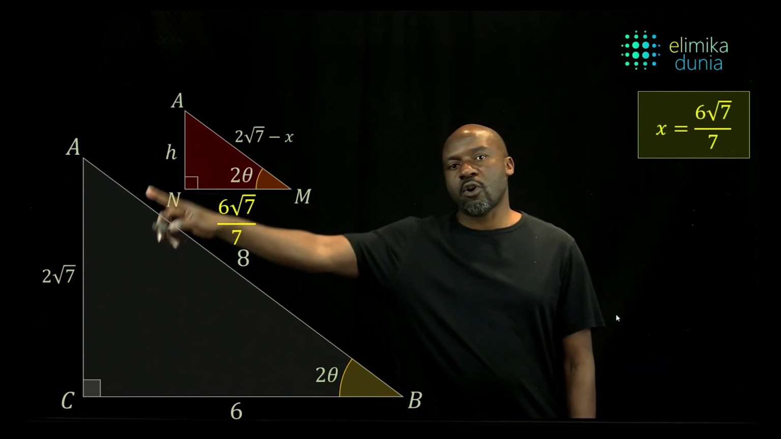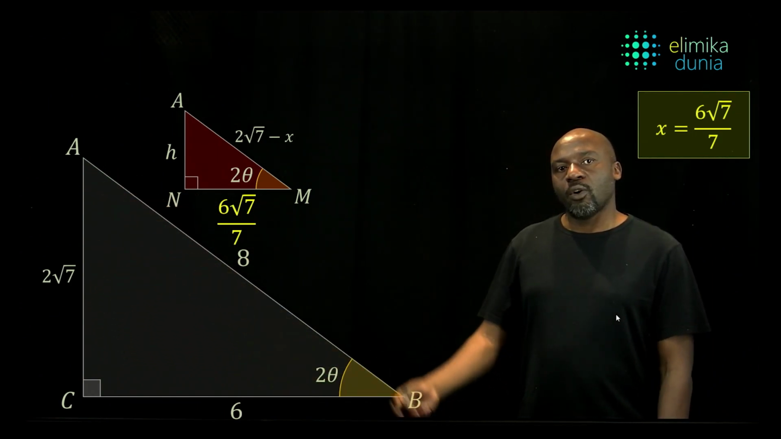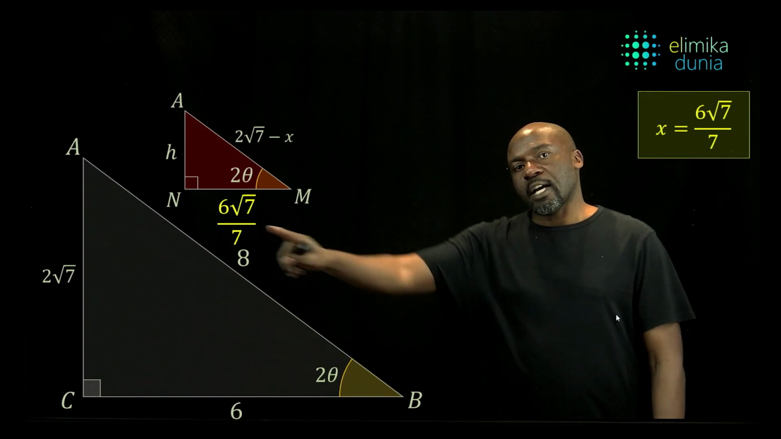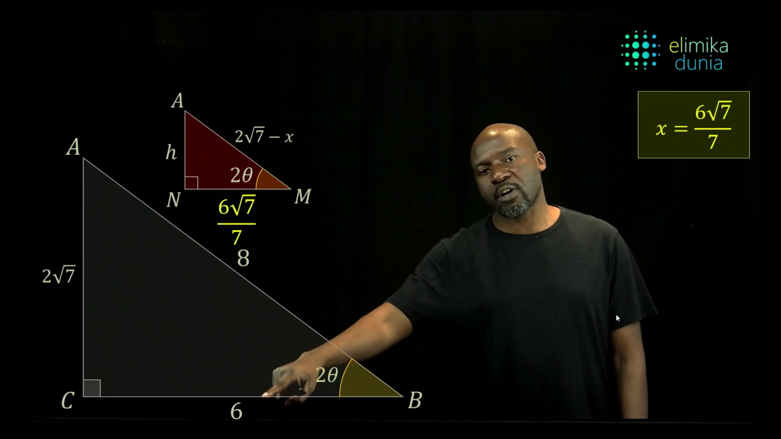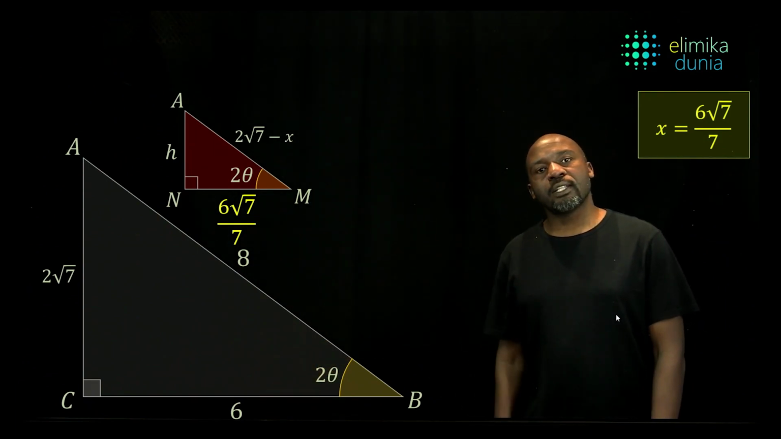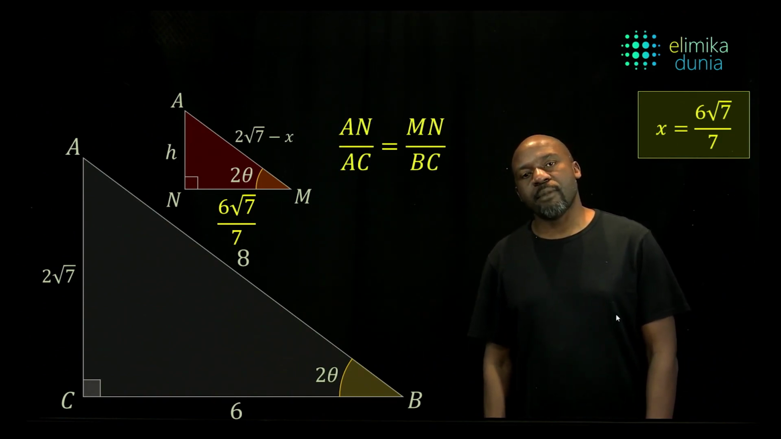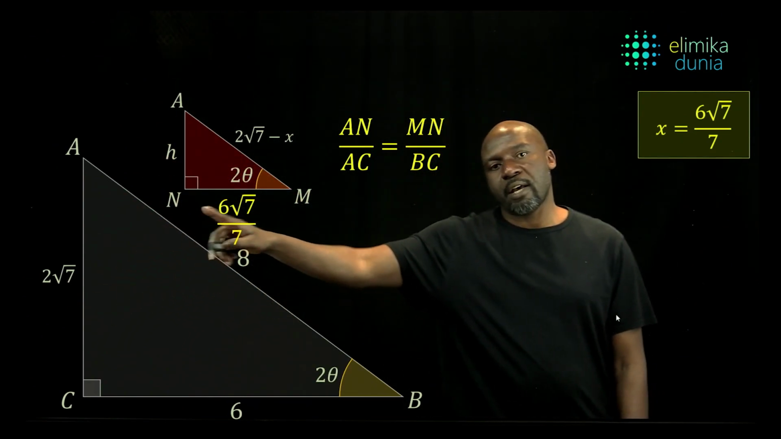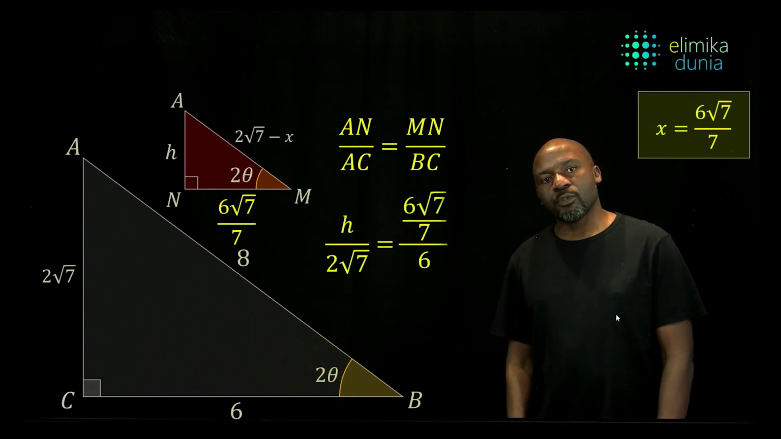So the side h corresponds to the side AC there, which is 2 root 7. And we can compare with the side that we've already used. That is side MN, which is 6 root 7 over 7, and we would divide that by the corresponding side there, that is 6. So we can say that the side AN corresponds to the side AC. So AN divided by AC must be equal to MN divided by BC. And so if we substitute the values, h over 2 root 7 must be equal to that.